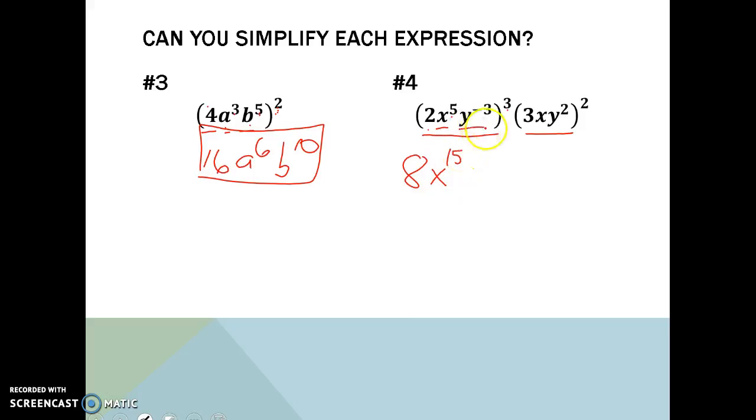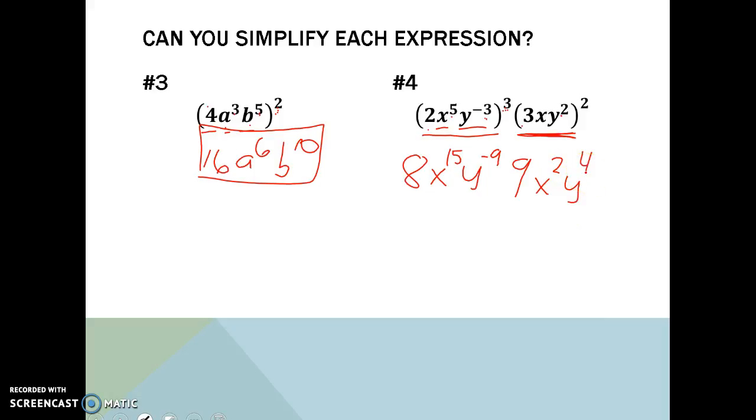Then I'm going to take y to the negative third to the third. Again, I'm going to multiply those because it's a power to a power. That's y to the negative 9th power. I'm going to keep going here. I'm going to take 3 to the second power. 3 to the second power is 3 times 3, which is 9. X to the second power is x to the second power. Y to the second is y to the 4th power.